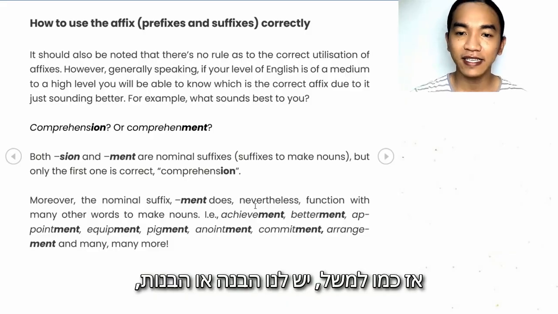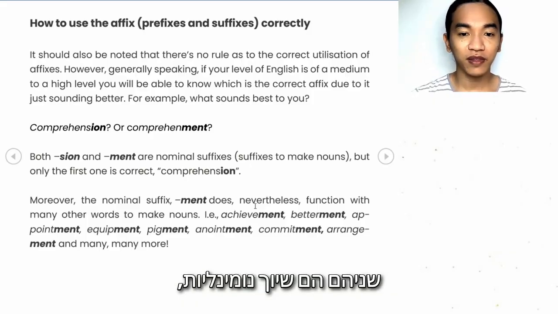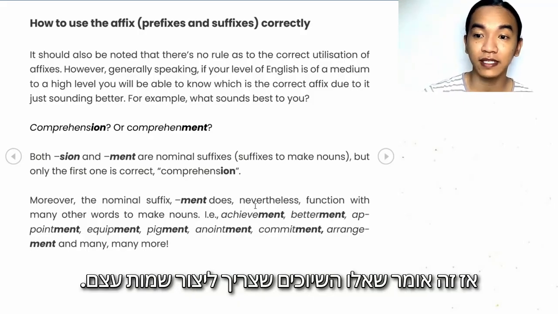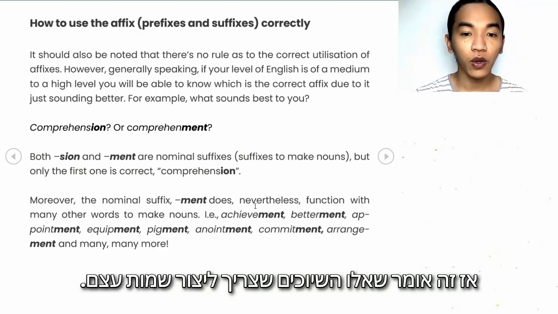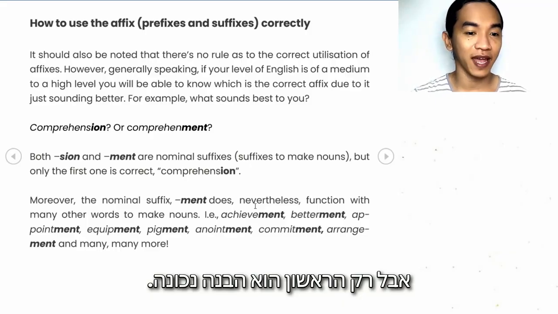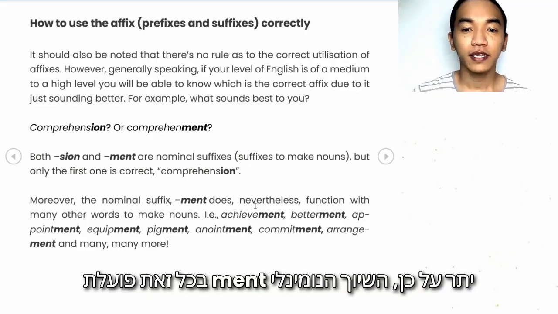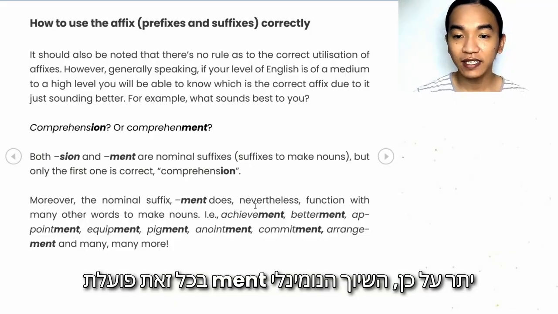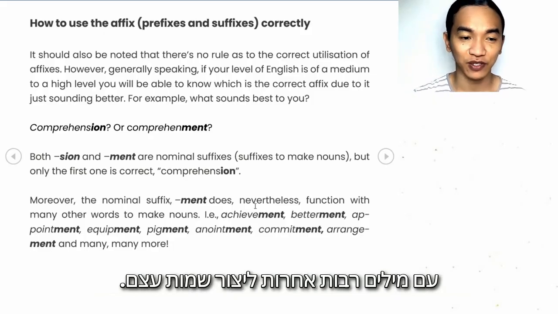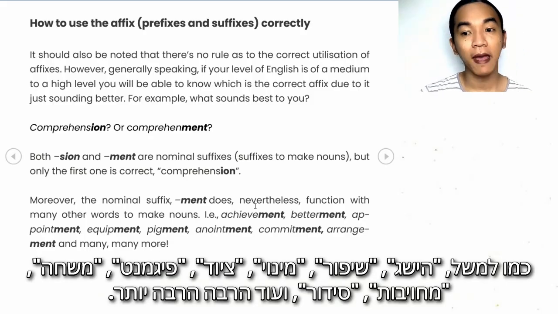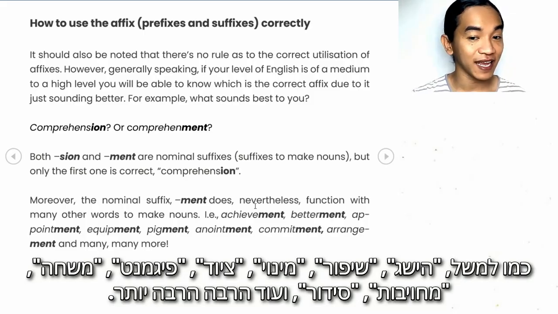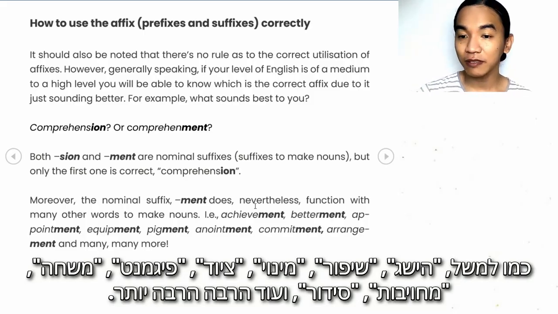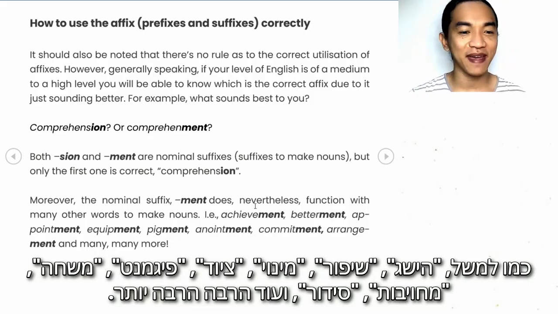Okay, so like for example, we have comprehension or comprehendment. Okay, both tion and ment are nominal suffixes. So it means these are the suffixes to make nouns, but only the first one is correct, comprehension. Okay, moreover, the nominal suffix ment does nevertheless function with many other words to make nouns. Okay, like for example, achievement, betterment, appointment, equipment, pigment, anointment, commitment, arrangement, and many more.